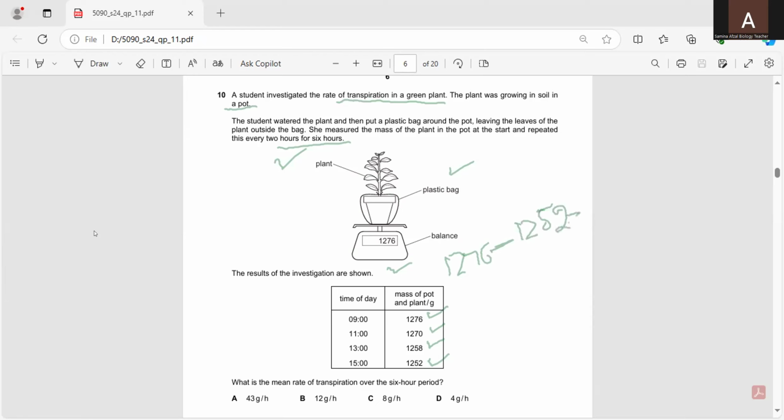So when we subtract 1276 from it, the answer is 24. So 24 is the decrease in mass for about 6 hours. And we have to find out the answer. What is the mean rate of transpiration over the 6-hour period?